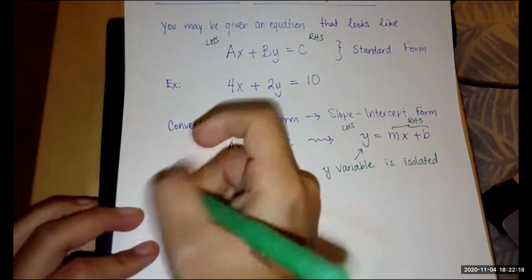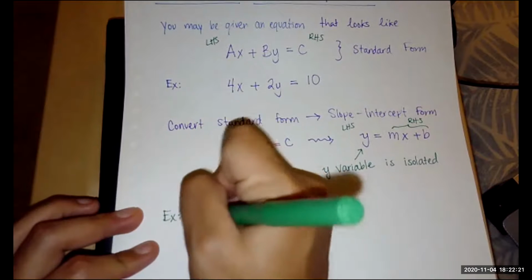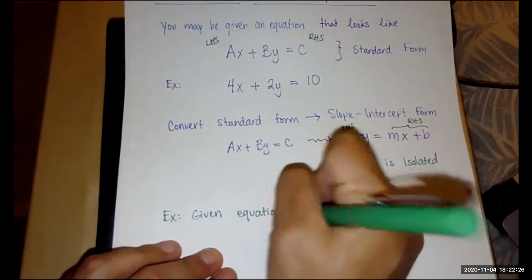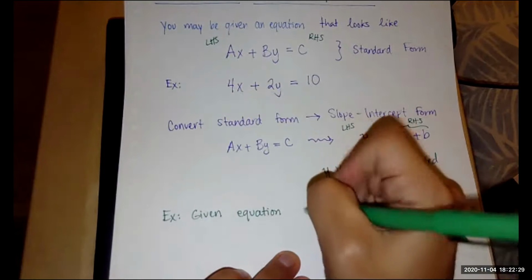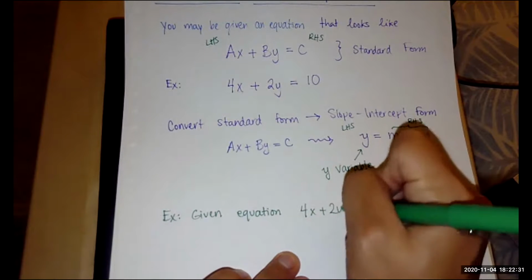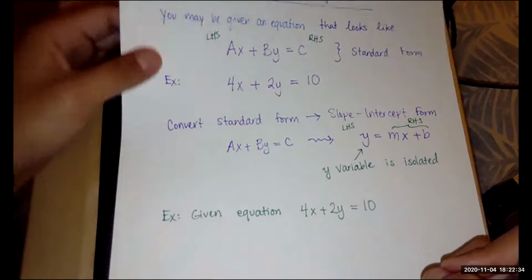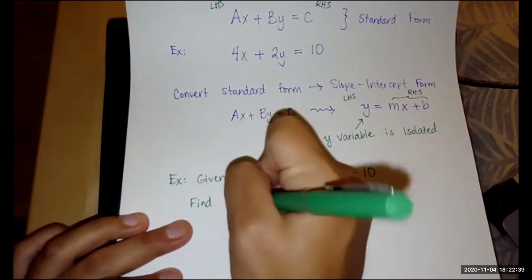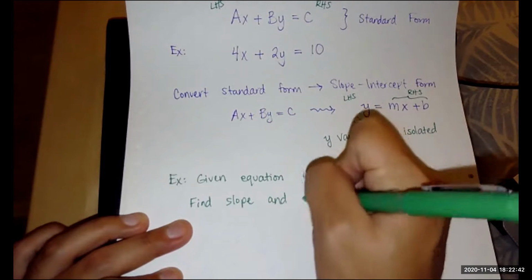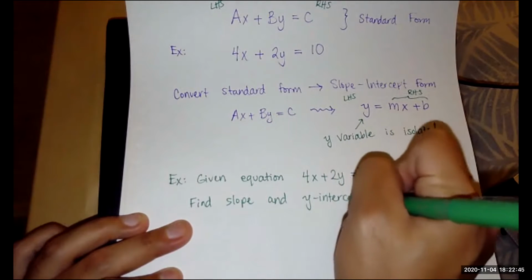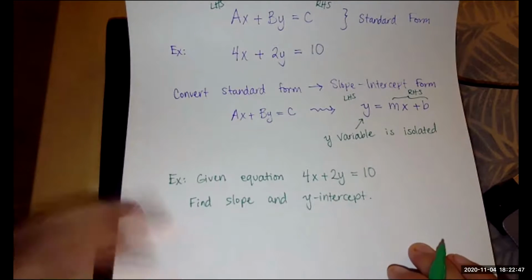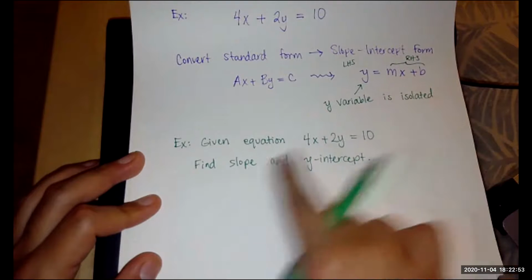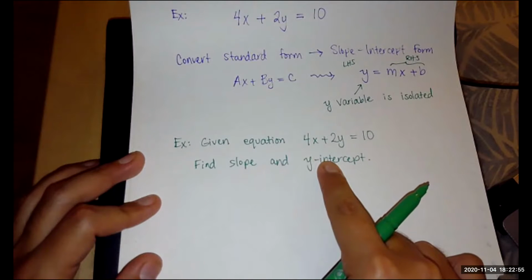So if we wanted to make that conversion, given the equation 4x plus 2y equals 10, the question might ask you to find the slope and the y-intercept. What you'll want to do here is get this into slope-intercept form in order to find these two things that they're looking for.